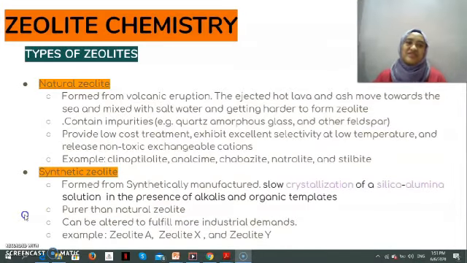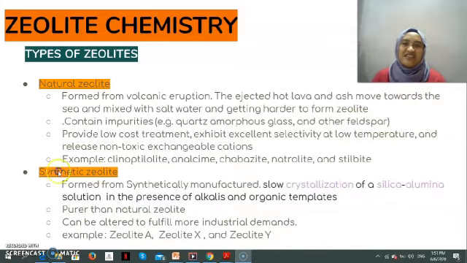So I will continue the presentation with the chemistry that is related to the zeolite. Zeolite consists of two types, which are natural zeolite and synthetic zeolite. Natural zeolite mostly forms as a result of volcanic activity, and it is formed from the ejected hot lava and ash that move towards the sea, and it meets with the salt water. Over millions of years, it gets harder and forms the zeolite.